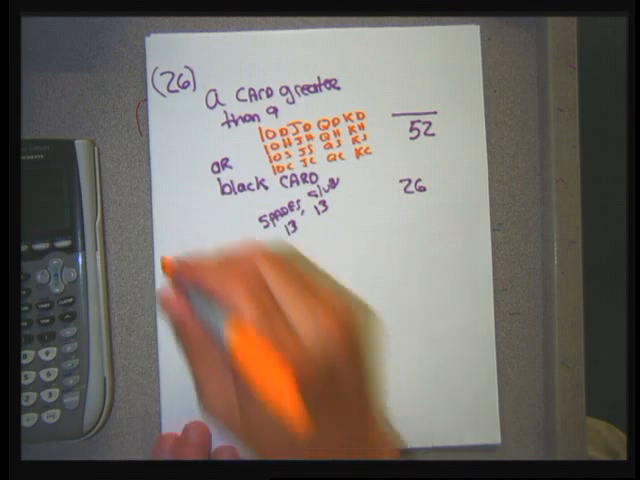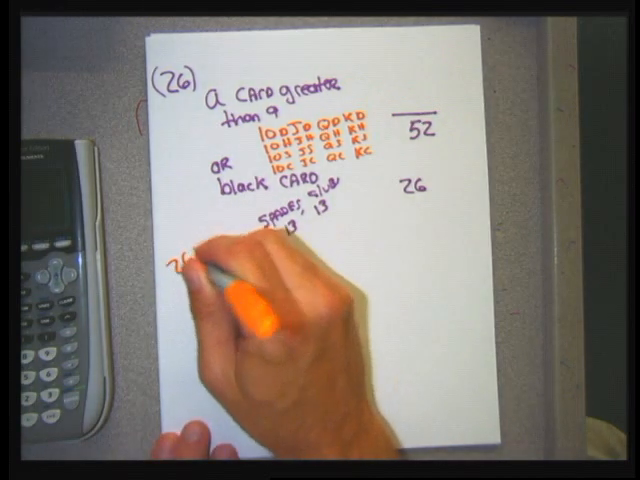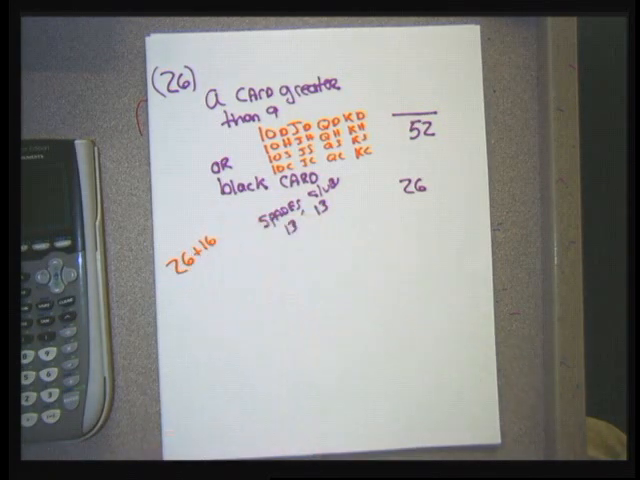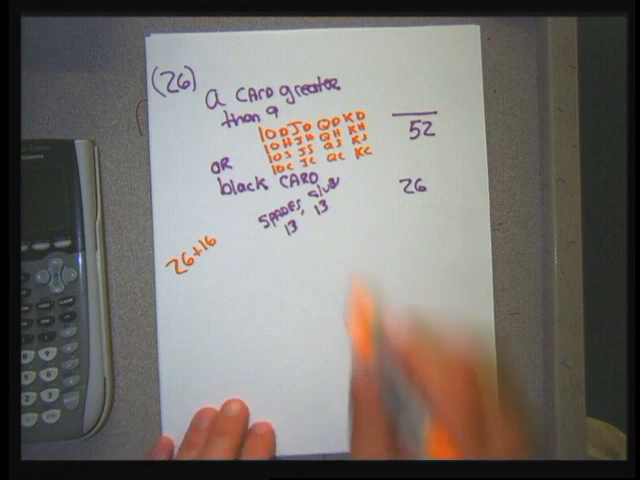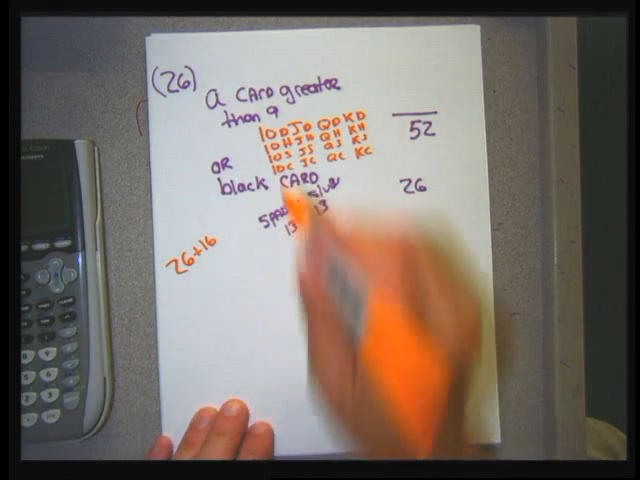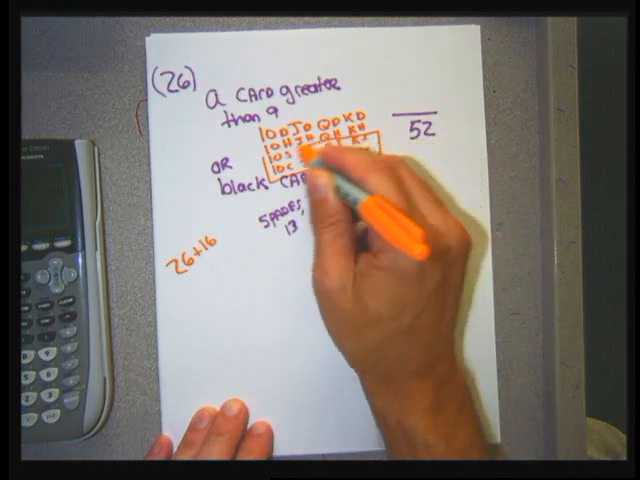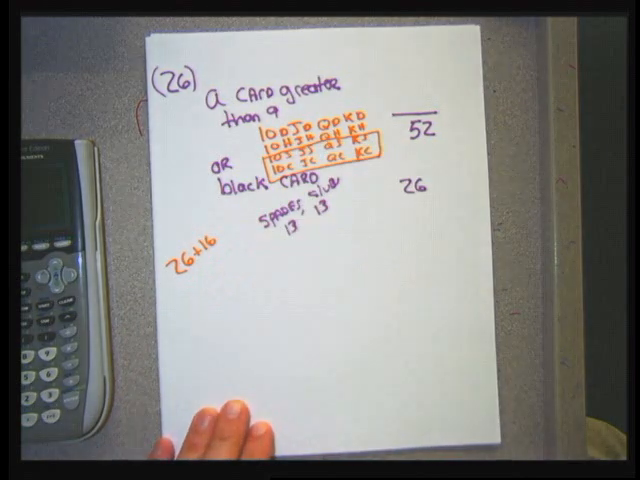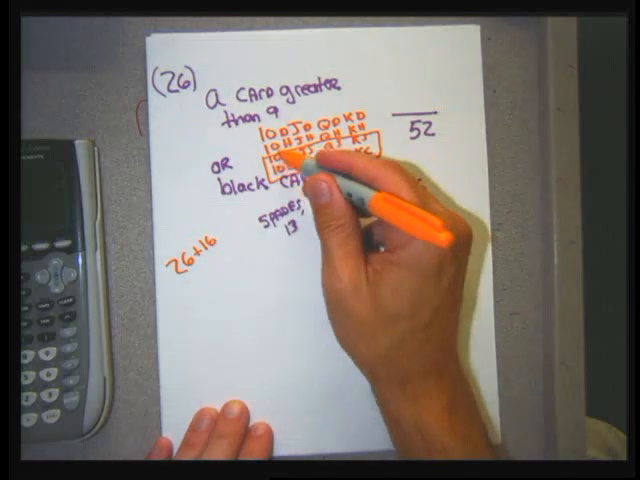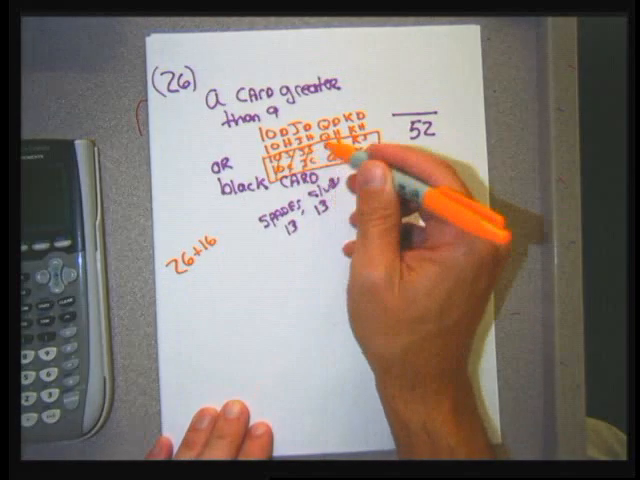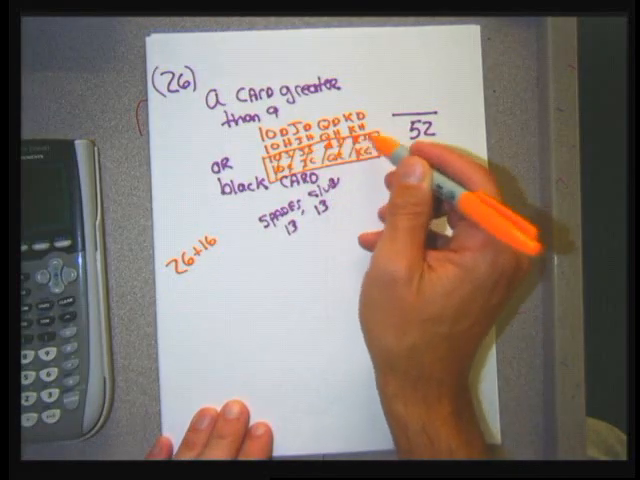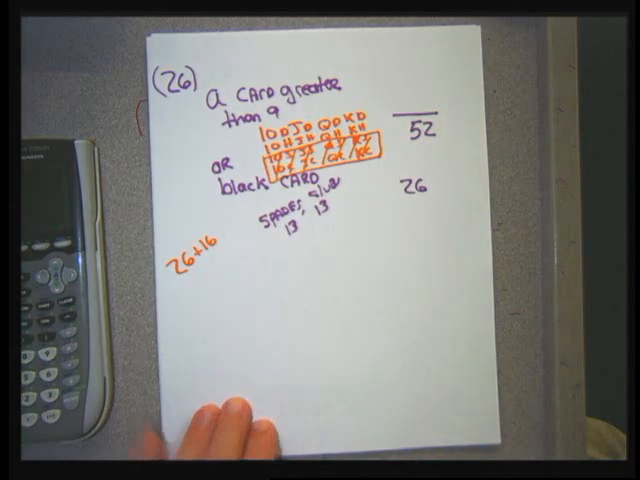If I put in the numerator 26 plus 16, 42, that's not going to be the correct answer because I'm double counting. I've counted all the spades and clubs already. I can't count the spades and clubs when I'm counting cards greater than 9 because I've already counted them. I'm not allowed to double count. So when I'm counting the number of cards that are good, if I've already counted something in one category, I can't count it in the other category.